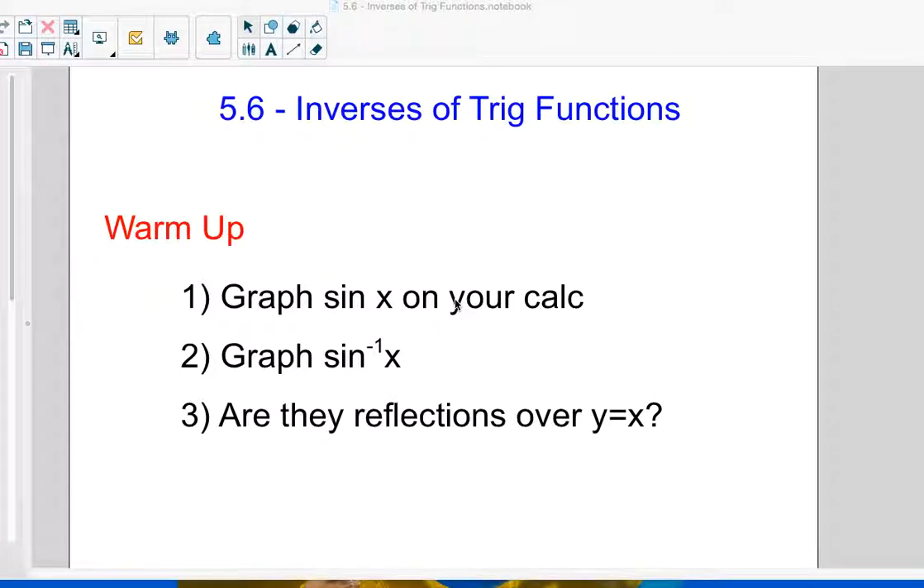All right, guys, today we're going to do 5.6, which are inverse trig functions. So you can see the warm-up. Go ahead and do that one. Pause the video and then restart it when you're done.